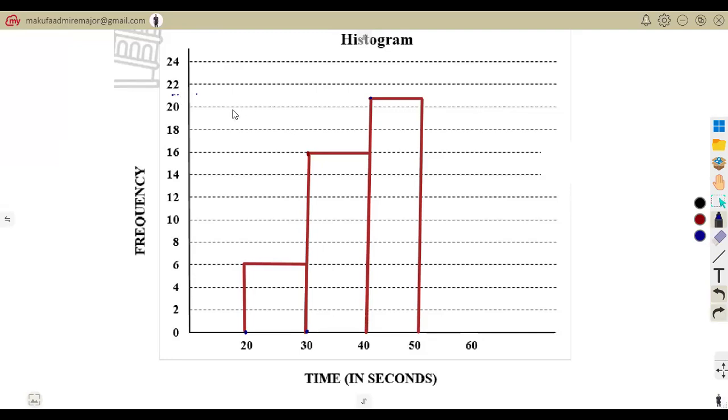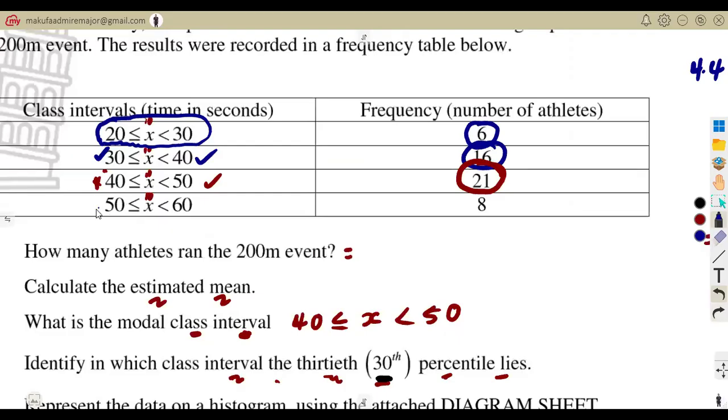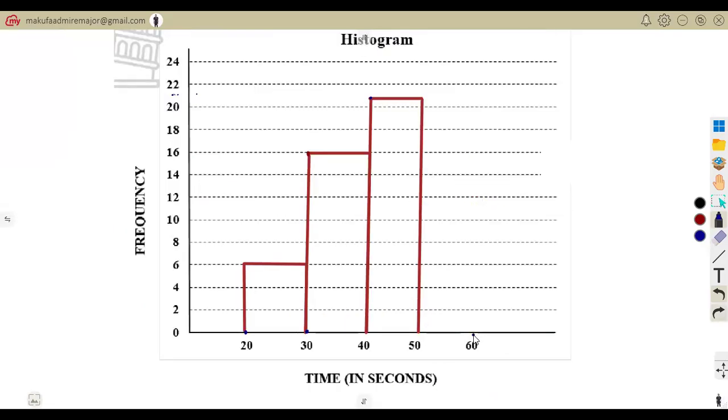That's from 40 to 50. From 50 to 60, it is 8. 50 to 60 here. Versus what? 8. 8 is there, we can see it. So it's going to be at 8 here. So we need this one. 60 going up to 8. This is your 8. Then you can join here because it's already under a continuous line. So this is it.